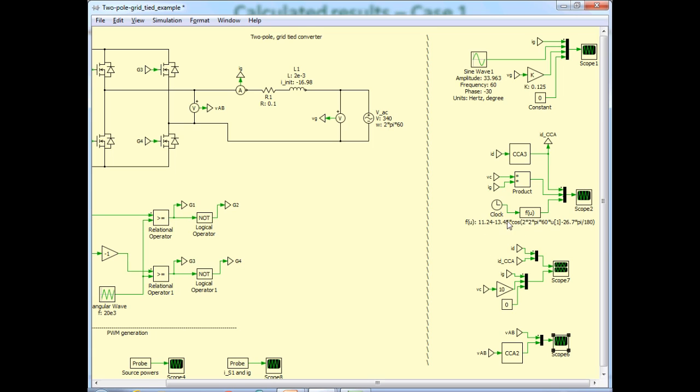And finally, this is what we calculated in the analysis that I just showed in the PowerPoint slide. This is the expression for the expected average DC link current. The DC component is 11.24, and this is the twice the line frequency component with a peak of 13.45. So if everything is right, then each of these three waveforms should be exactly the same. Let's see if that's what we get, and go ahead and start the simulation.